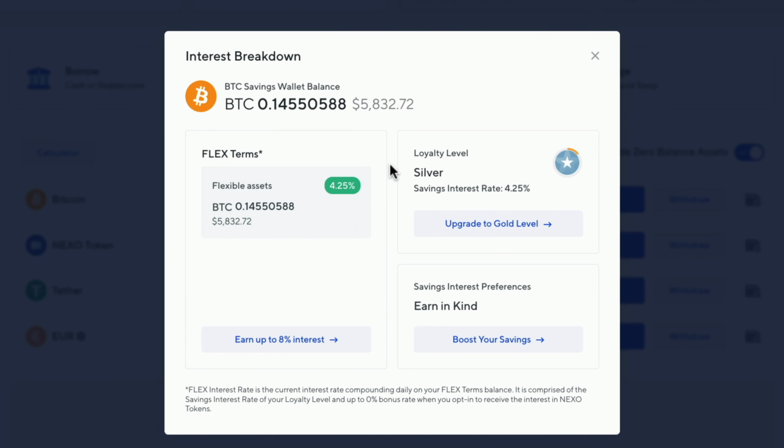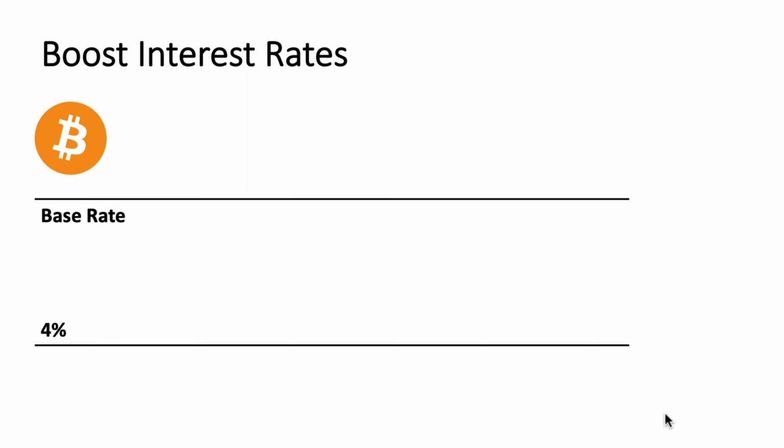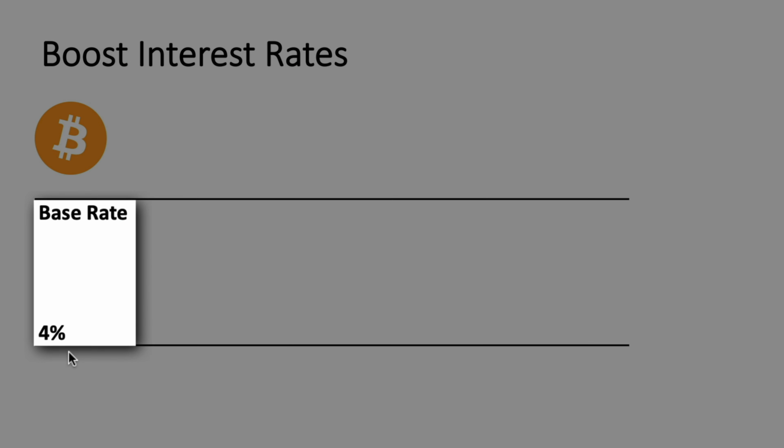And personally, I found the entire Nexo interest rate breakdown kind of confusing. So I've created a short presentation where I'm going to explain to you how it actually works. Okay, so let's take, for example, Bitcoin. The base rate for Bitcoin is 4%.